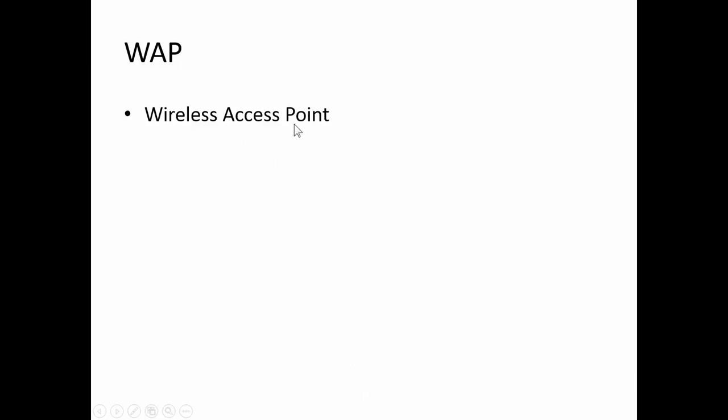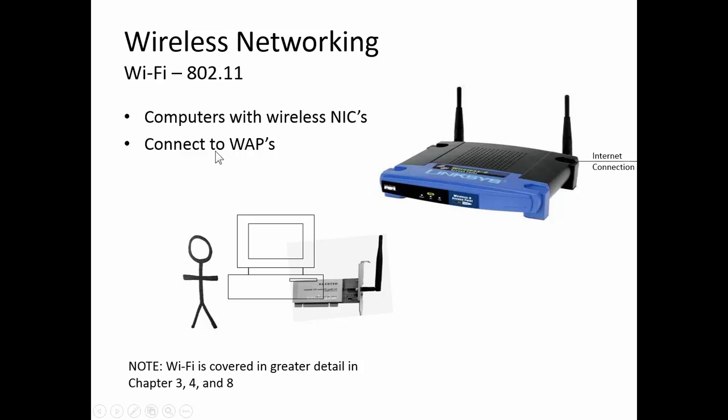A wireless access point should be called a wireless switch, but they call it a wireless access point. And a wireless access point is typically used when you're doing Wi-Fi wireless networking. A computer with a wireless network interface card, there's the network interface card, and there's the little antenna on the back, connects to a wireless access point. And the wireless access point is inside of the wireless router. And we will cover Wi-Fi in greater detail in Chapters 3 and 4 and 8.